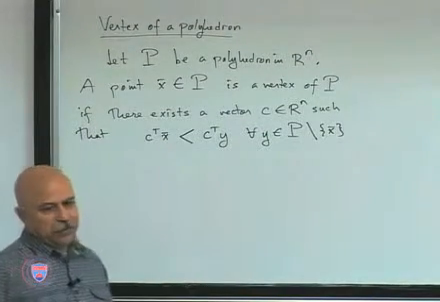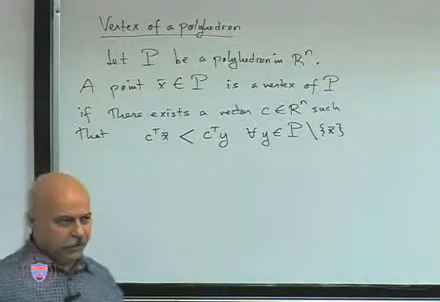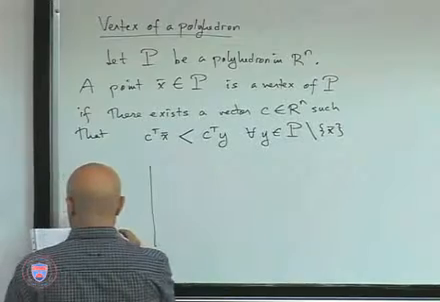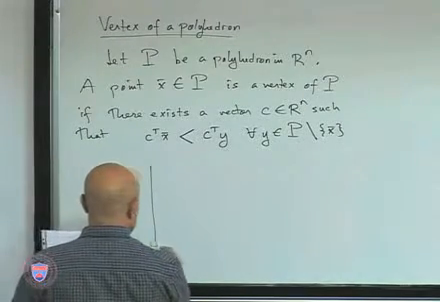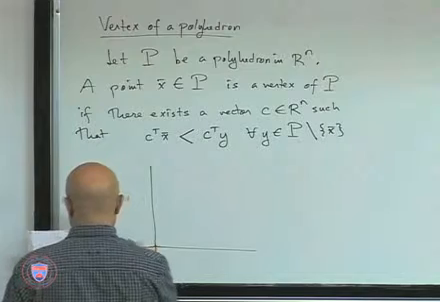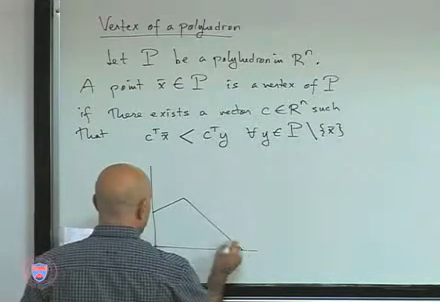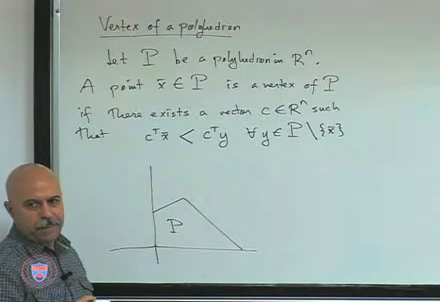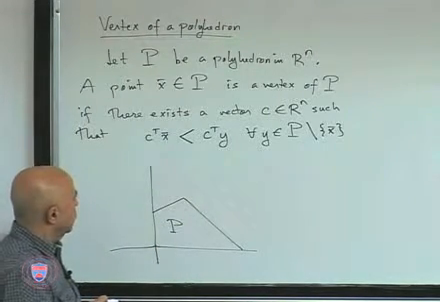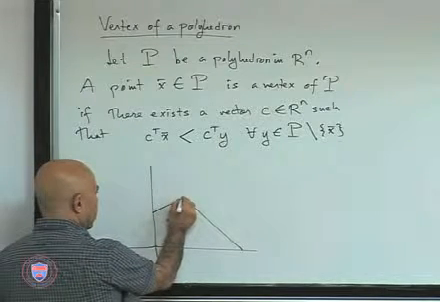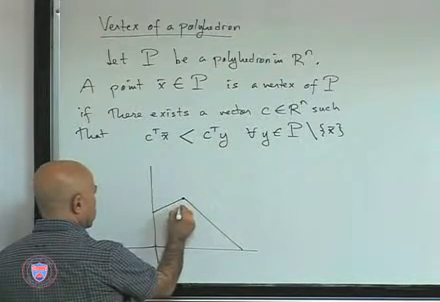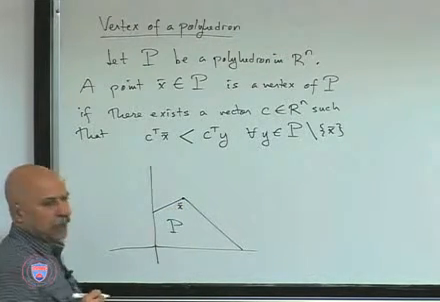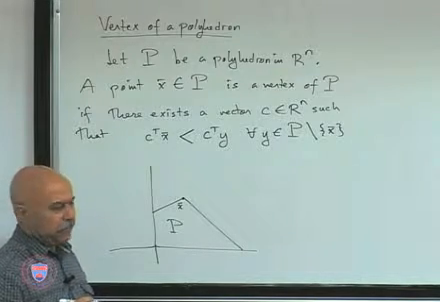Now, this definition is not in Bazaraa-Jarvis-Sherali, so let me just illustrate what it is trying to do. Suppose you've got some kind of a polyhedral set, such as this one, for example. So P is this set. And suppose x bar is this point. In this case, x bar is a vertex.